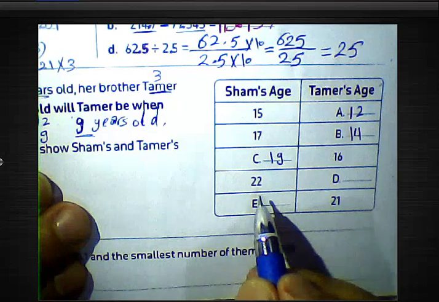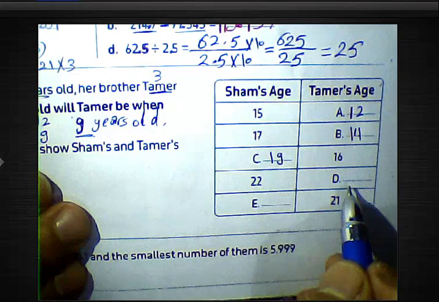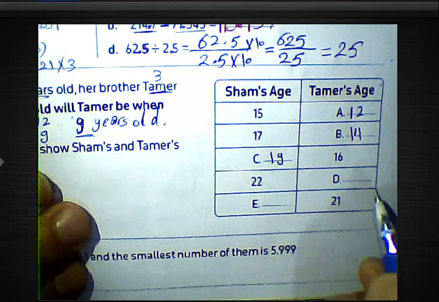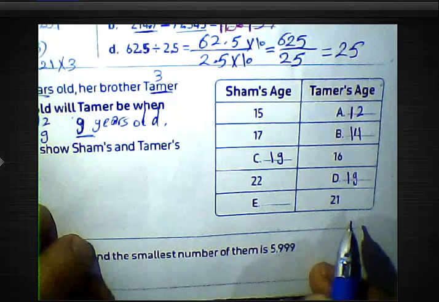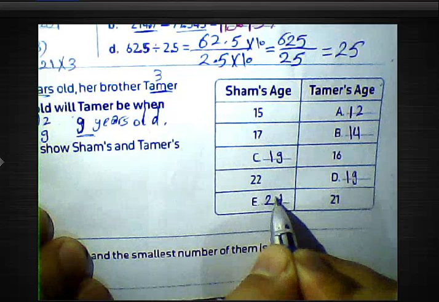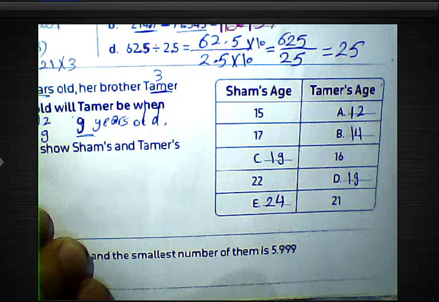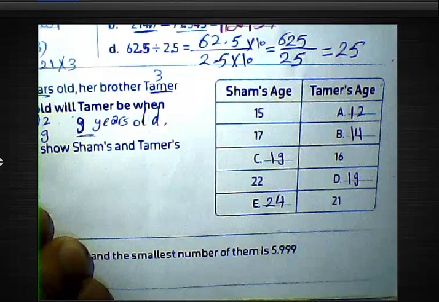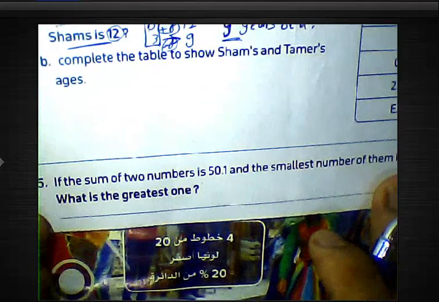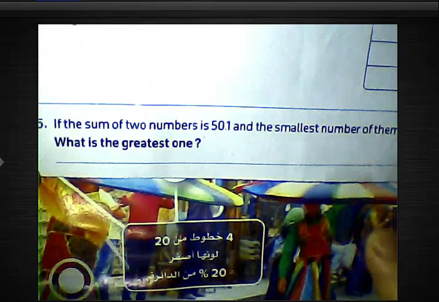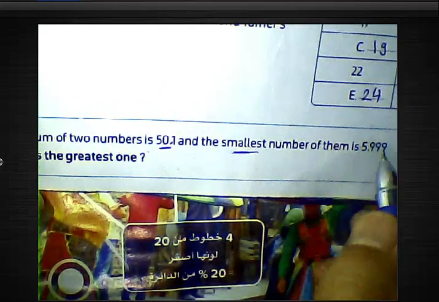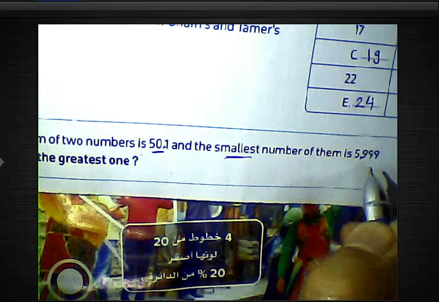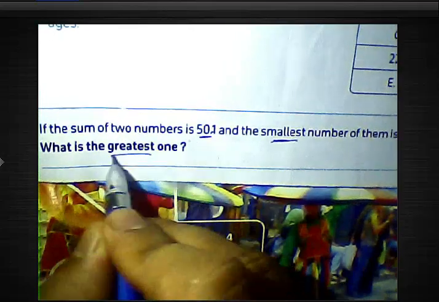And Shams's age 22, subtract 3 here, it will be what? It will be 19 years old. And Tamer's age 21, Shams will be 24. Okay, look at here about this example. Question number 5. If the sum of two numbers is 50.1 and the smallest number of them is 5.999, what is the greatest one?